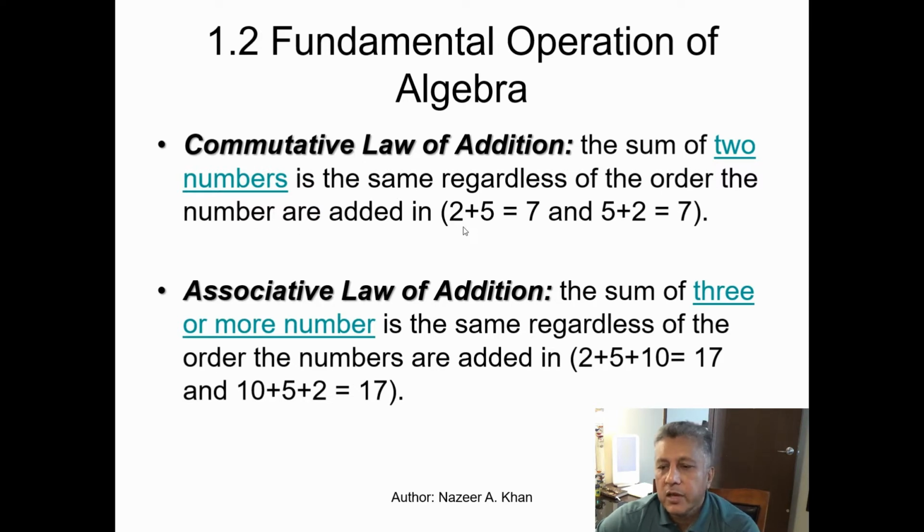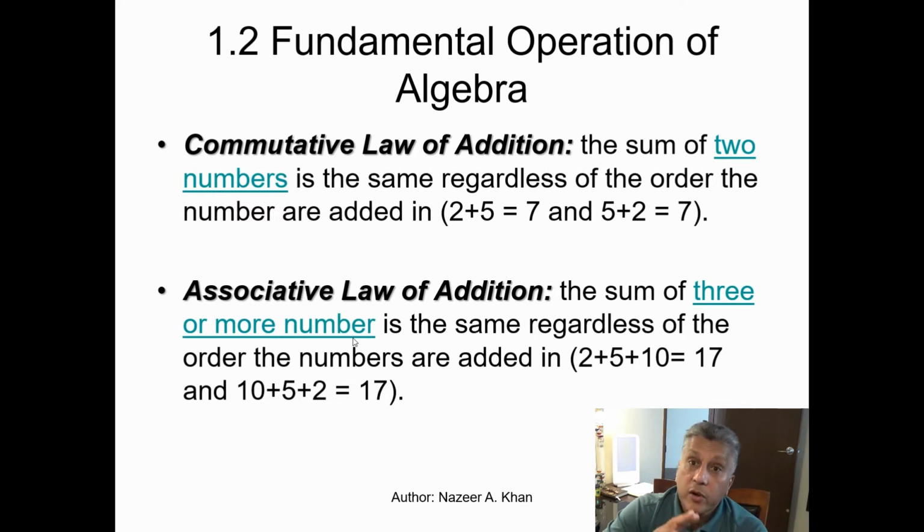When we look at this, we have two numbers, 2 and 5. You add them, you get 7, or 5 and 2 is 7. So it's just telling you that with two numbers, the order doesn't matter; the sum will be the same. Associative law of addition, when we look at this one, is the sum of 3 or more numbers.